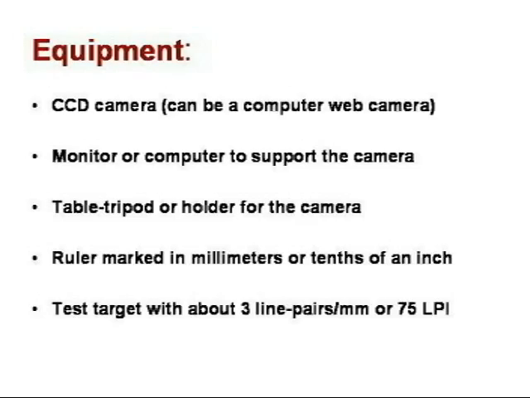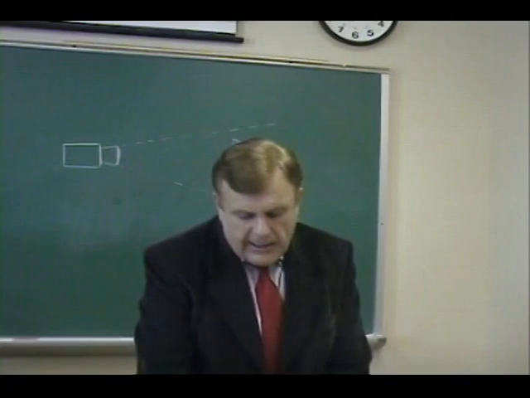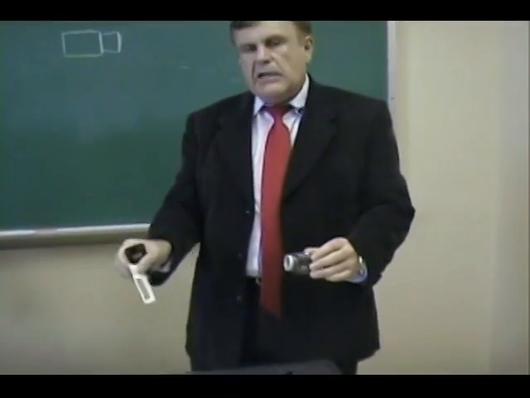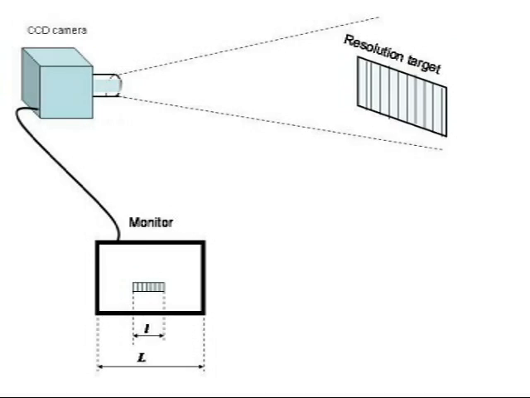To do this lab, you need a CCD camera, either this one or even a computer video camera, any camera, and a target. For instance, either one of these I showed you or one used from your textbook. And you can do the following thing. You will focus your camera on a target like this, and then increase the distance between the camera and the target. Please look at this board. You will see exactly this pattern, and this camera will give you the image it shows on a monitor.